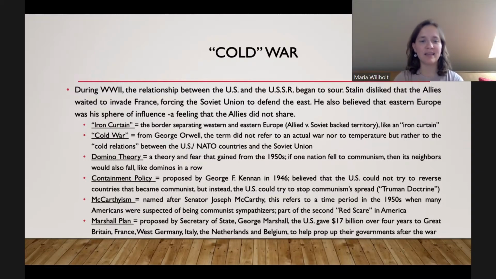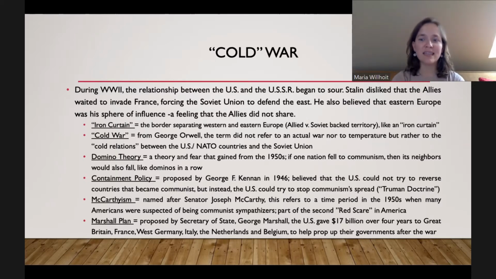Stalin did not like the Allies, in part because he really felt like the Allies should have invaded France earlier. D-Day came in 1944. Stalin thought that was way too late. And as you know, the Soviet Union had to defend the East. And it cost a lot of lives. It cost a lot of resources. World War II is the costliest war for the Soviet Union and for a majority of Russia and Eastern Europe today. It was a major war.